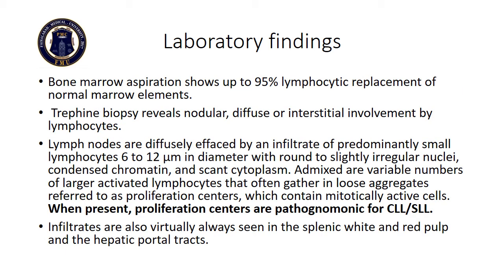Next is the bone marrow examination, which will show 95% lymphocytic replacement of normal marrow elements. Trephine biopsy reveals three patterns, which can be nodular, diffuse, or interstitial involvement.